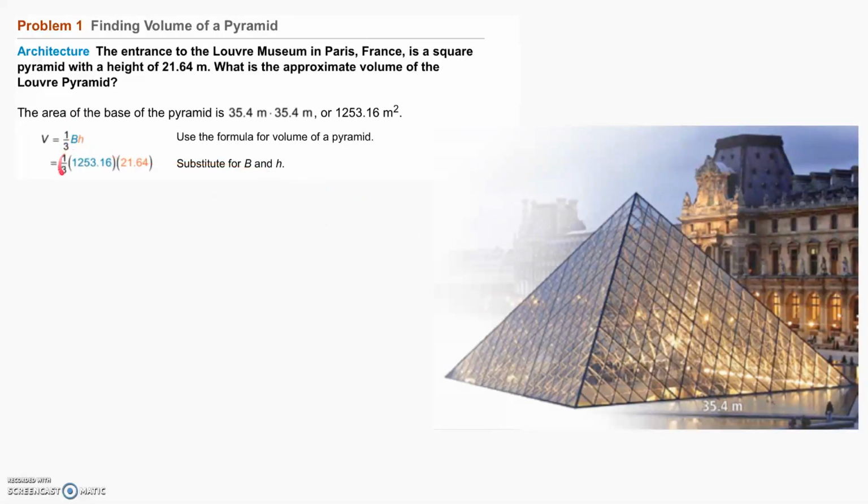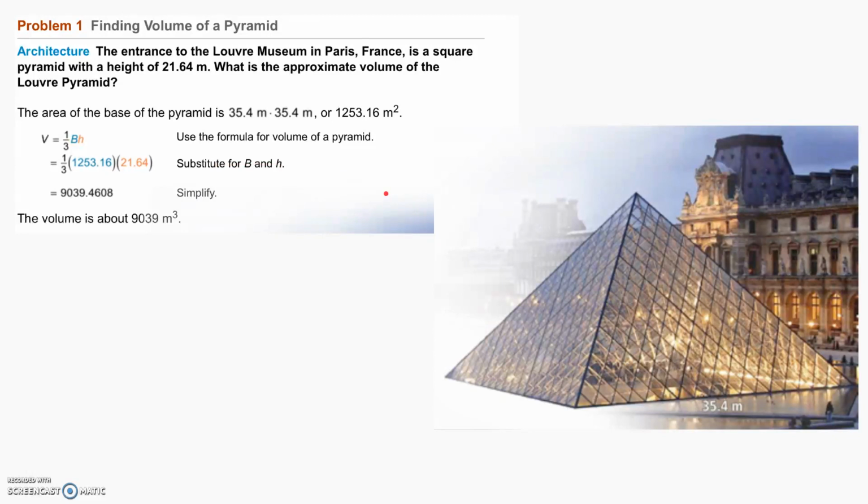We're going to plug in our numbers. Remember, the base area was 1253. The height was 21.6. And if we multiply all that out, we get approximately 9,039 meters cubed. Again, remember, this is a volume chapter, or volume section, I should say. So our measurements are going to be cubic units, not square units, not just units, but cubic units.